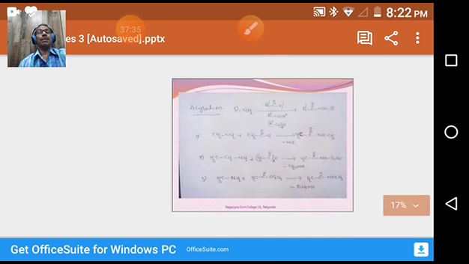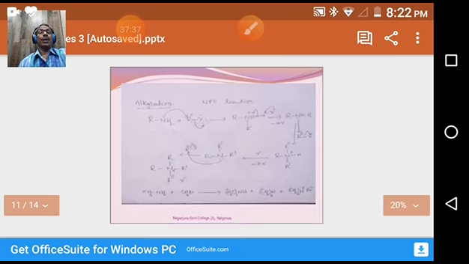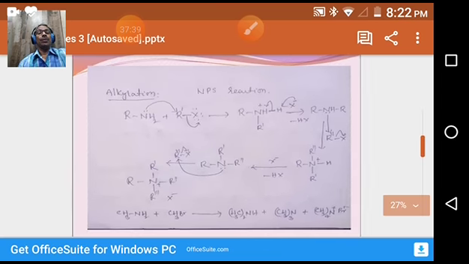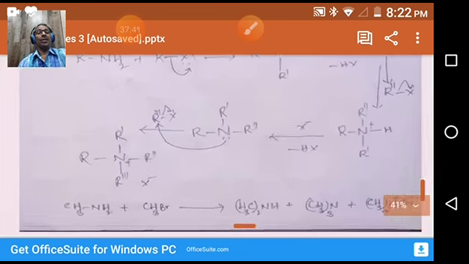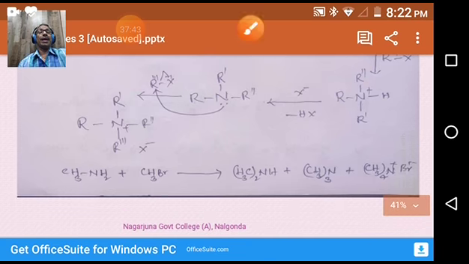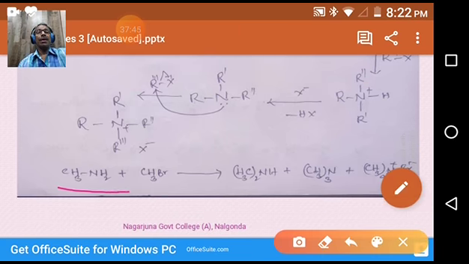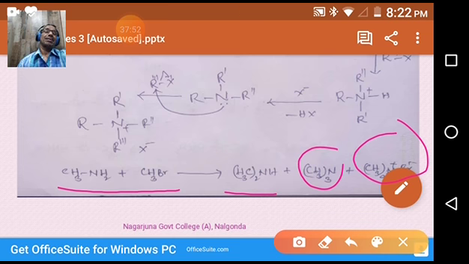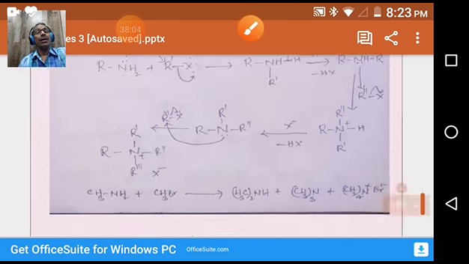We have some examples. You see, one more example here, I forgot. Methylamine reacting with methyl bromide gives dimethylamine, trimethylamine, and the tetramethylammonium salt. If you take ethylamine with methyl bromide or ethyl bromide, you'll get dialkyl, trialkyl, and tetraalkyl ammonium salt. This is an example of the alkylation reaction.